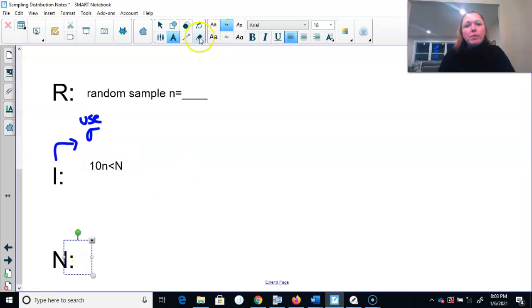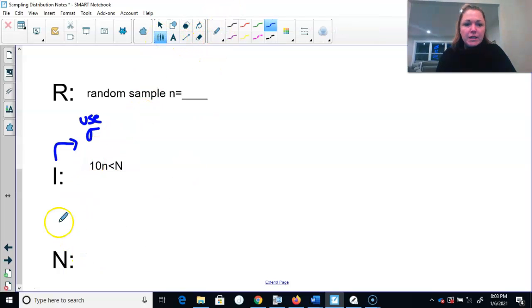And then finally, our normal condition. On a multiple choice test, if you're asked how we can use our Z table or our normal CDF in our calculator, this is the normal condition. This allows us to get a Z and then go to our table or to our CDF in our calculator, which I just taught you how to do, and get a p-value. Probability.